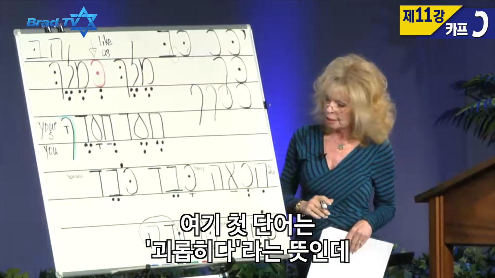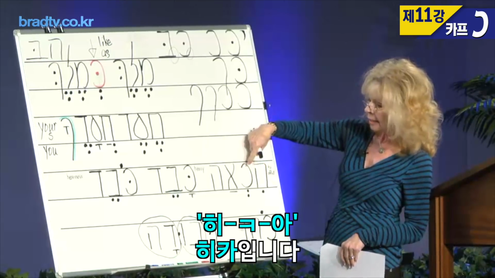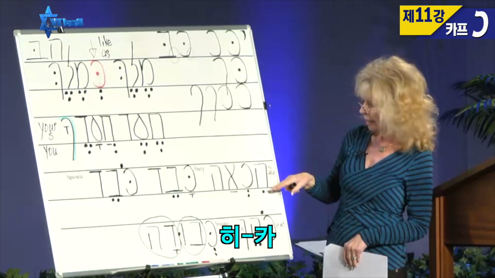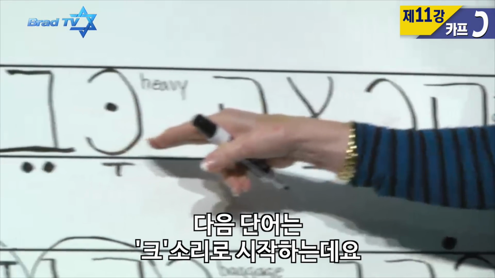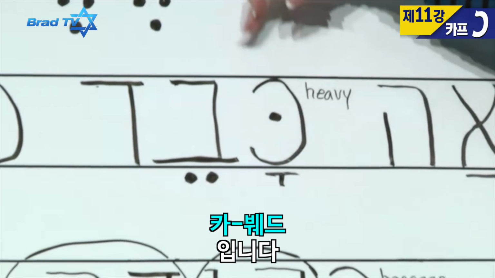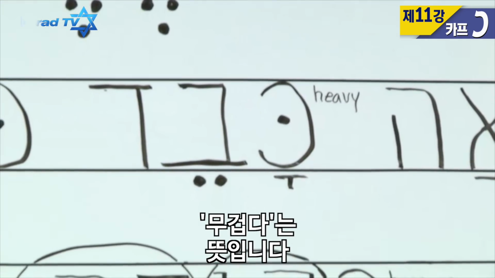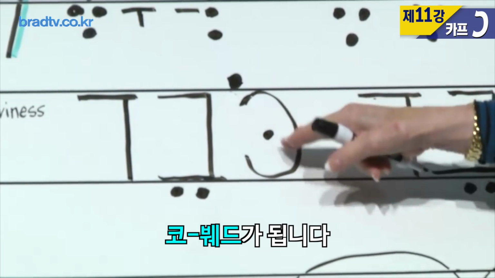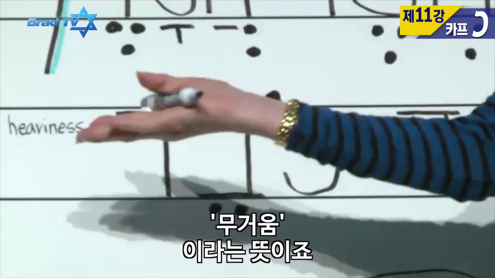This first word means to afflict, and it's the hey, so it's hikah. Everybody got that? Hikah. All right, and that means to afflict. The next word, it's the k sound, so it's going to be kaved, kaved, and that means heavy. The next one is the same letters with slightly different vowel points, and it's going to be koved, and that means heaviness.